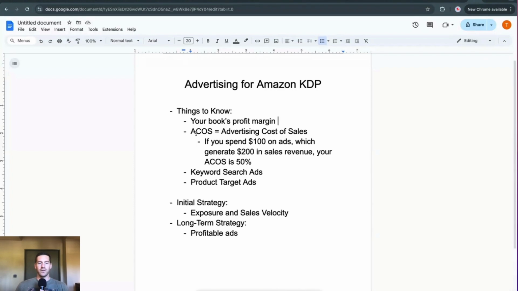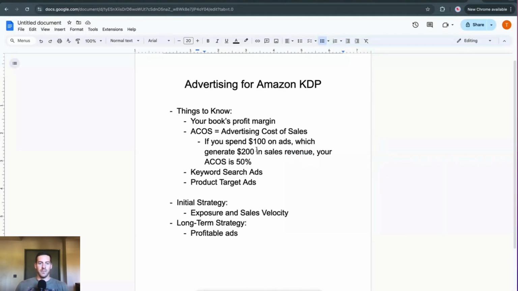So one metric that we're going to be looking at is called ACoS. That means advertising cost of sales. In short, to make it very simple, if you spend $100 on ads and those ads generate $200 in sales revenue, your ACoS is 50%. Keep in mind, this is talking about sales revenue. This isn't 50% of your profit margin. This is 50% of your actual revenue.